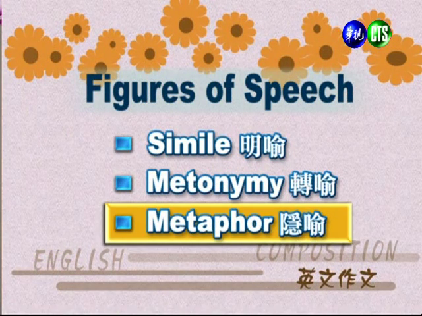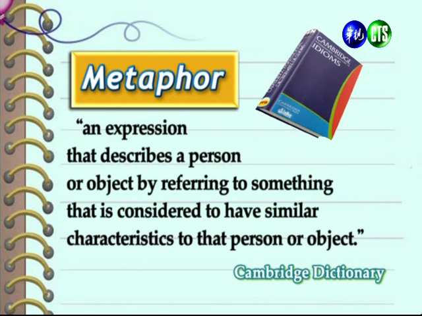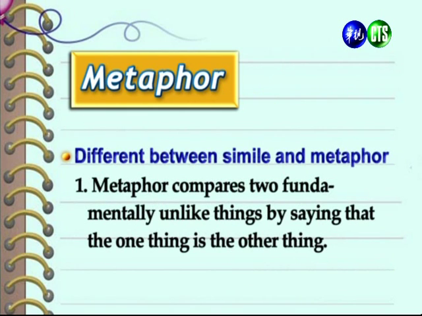好,我们接下来呢为各位同学再继续讲解修辞的技巧。现在我们要讲的呢是隐喻这个技巧。All right, so now a metaphor is an expression that describes a person or object by referring to something that's considered to have similar characteristics to that person or object. 好,隐喻它的定义呢,就是指将人或物描绘成另一个具有相似特征的事或物。Right, so the thing is that the metaphor is similar to a simile, but it's different. And it's different that the metaphor compares two fundamentally unlike things by saying that one thing is the other thing.